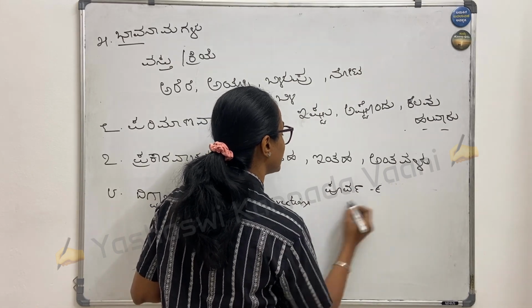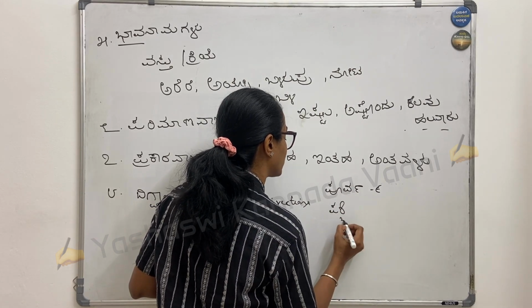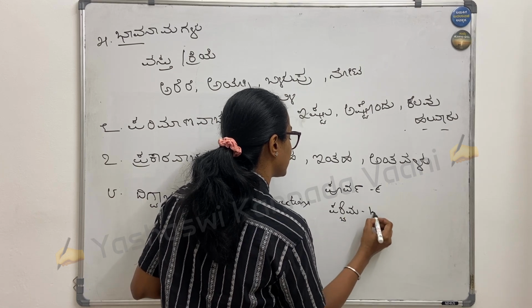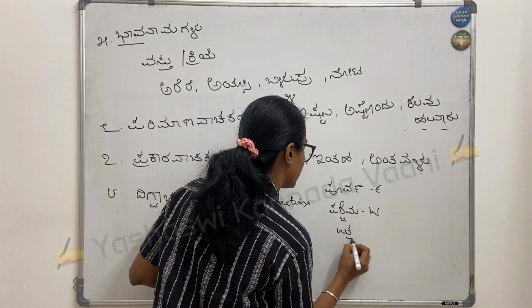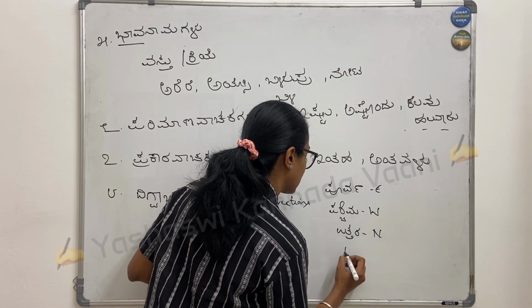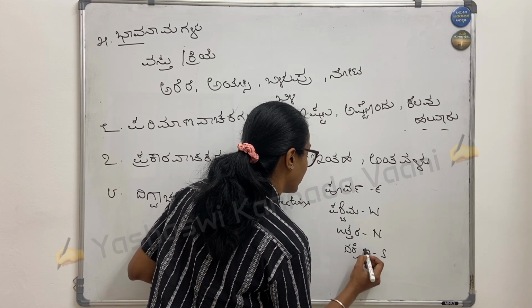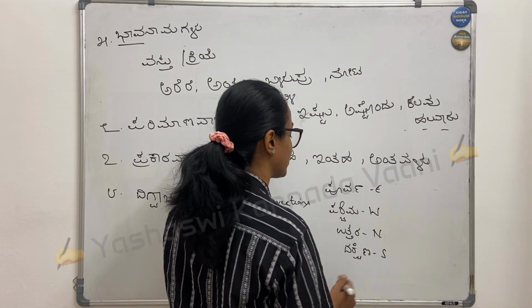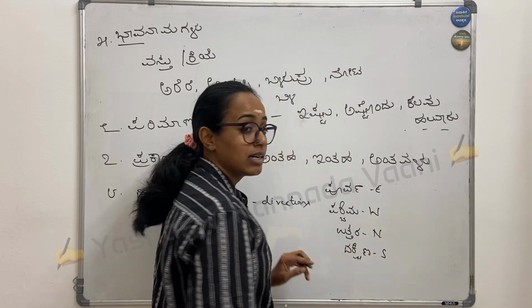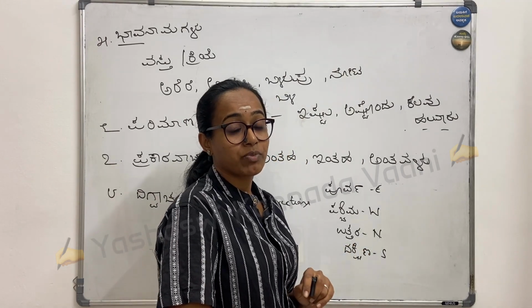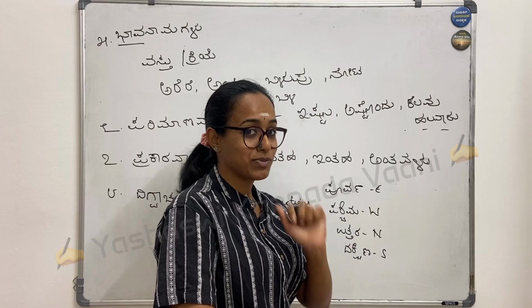Purva is east, Paschima is west, Uttara is north, Dakshina is south. I have one activity for you. These are the names derived from Sanskrit actually. There are exact Kannada words for the directions.